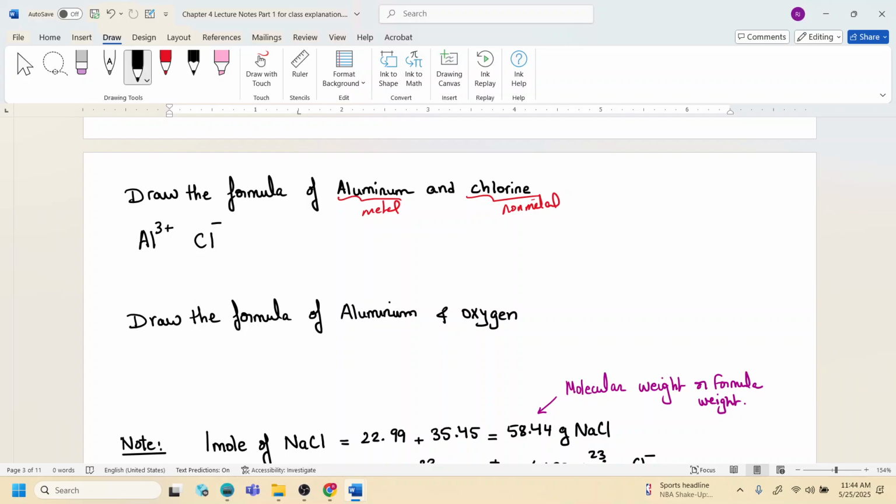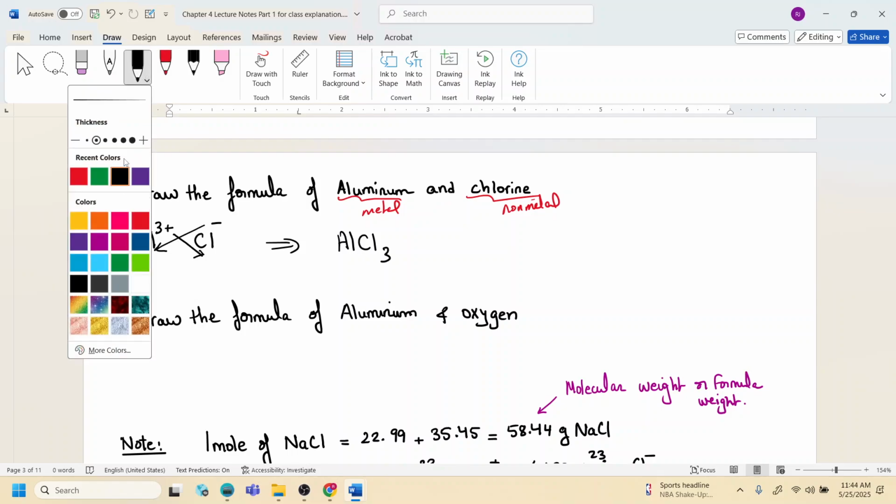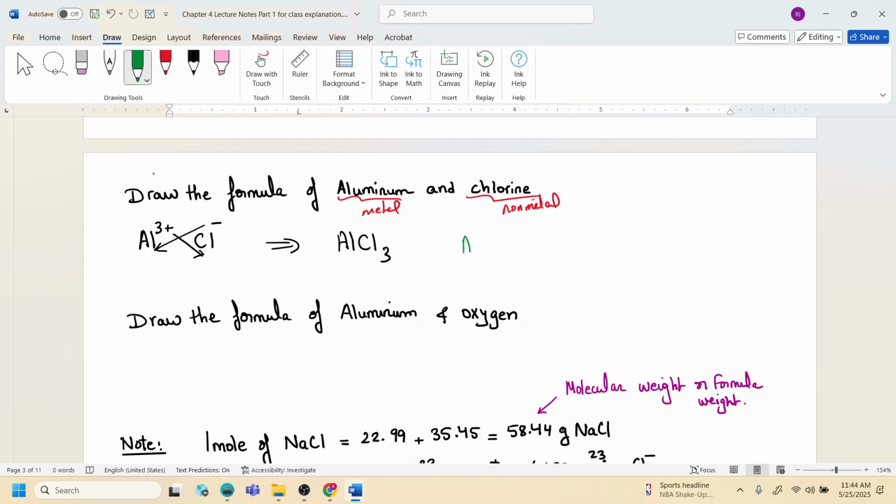The charges are not balanced, so I'm going to cross the charges out, and the structure is going to be AlCl3. Let's double check to make sure our charges are right.